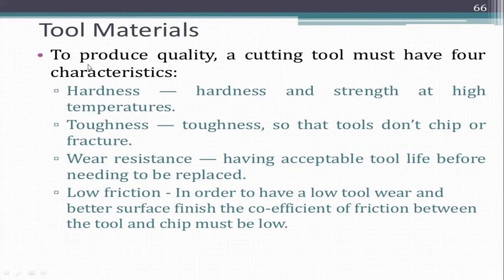Wear resistance means having an acceptable tool life before needing to be replaced. Low friction: in order to have low tool wear and a better surface finish, the coefficient of friction between the tool and chip must be low.